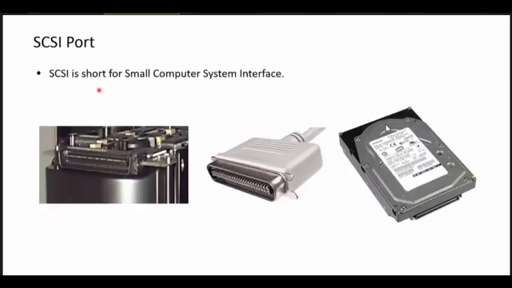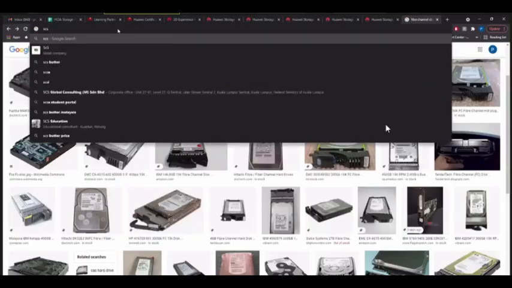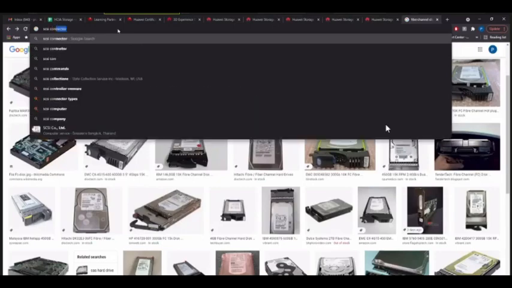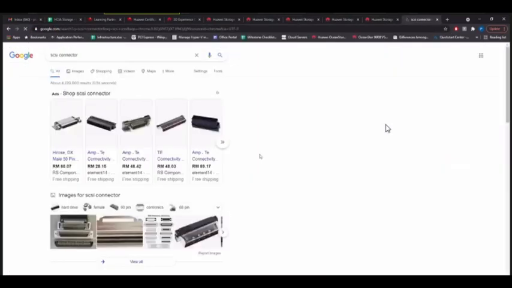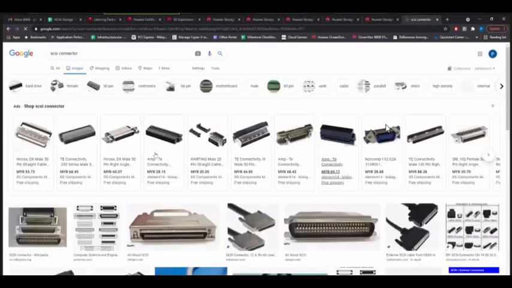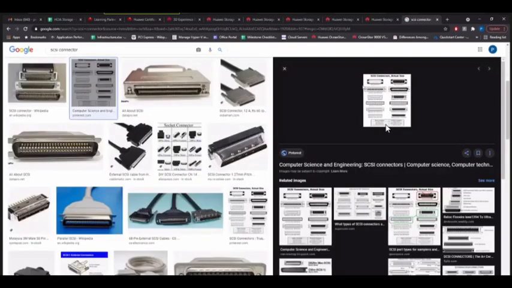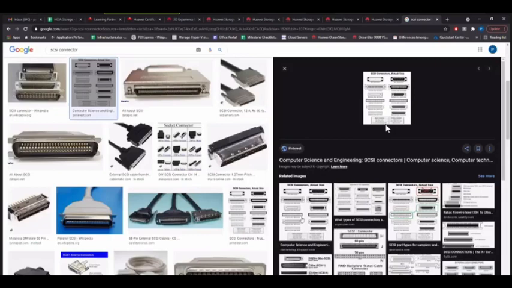SCSI ports are generally not even seen anymore. Maybe on old printers you can still see them, but for disk connections, no. Because there were too many different types of SCSI connectors. If you go and check out SCSI connectors in images, there were so many different types.